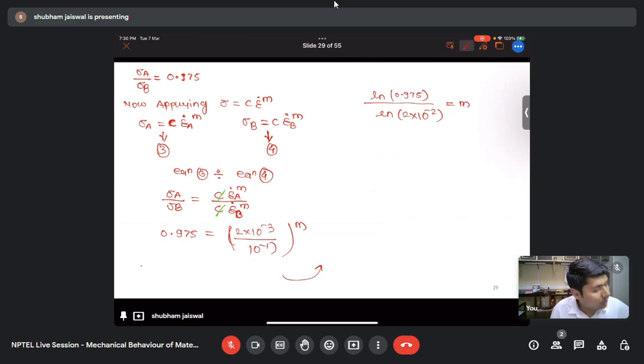So if we solve this, we will get m somewhere around 0.006. This is our answer they asked us to find out. Okay. Now, moving towards the third question.